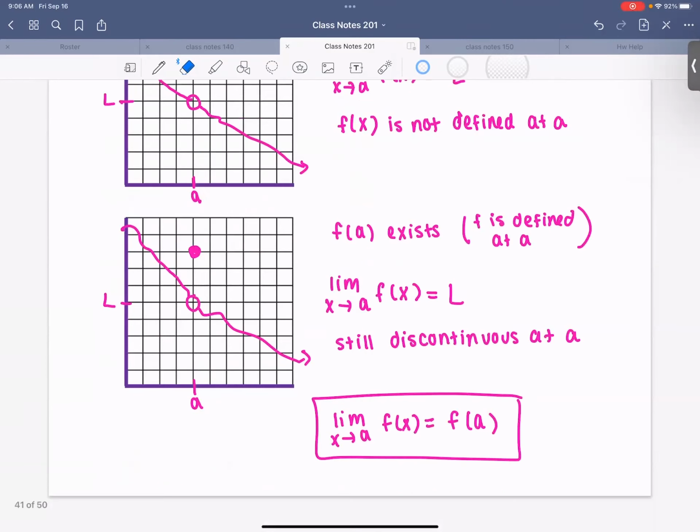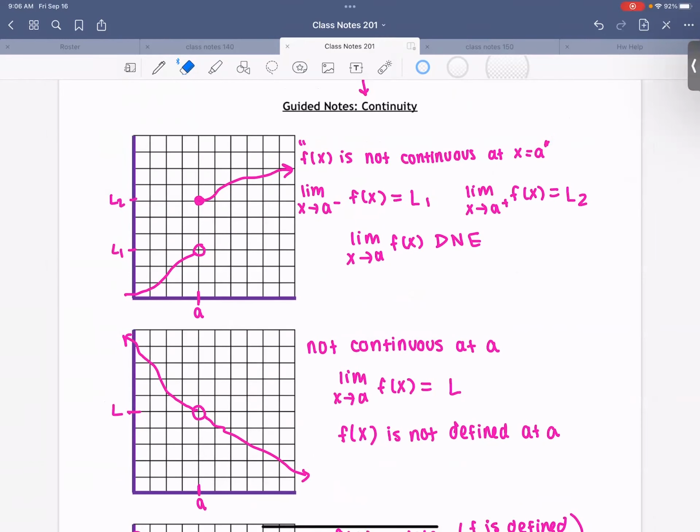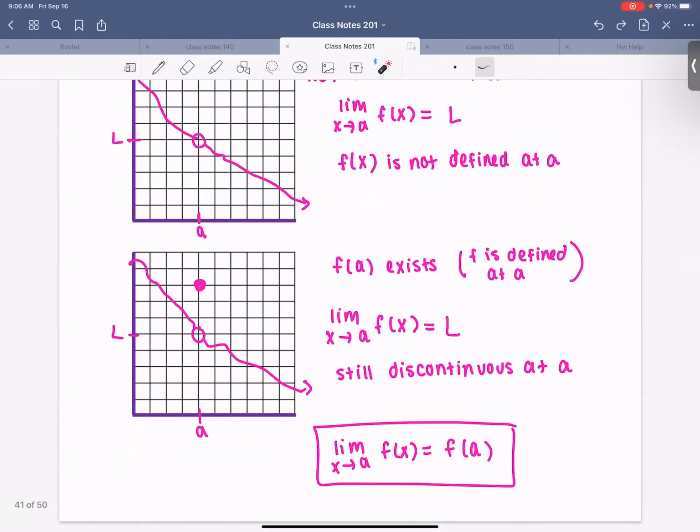So the main definition of continuity is that the limit has to exist. So we definitely can't have a jump, right? Limit has to exist. We can't have a hole either. So the function has to be defined at the point that we want to prove continuity for. And even if the limit exists and the function is defined at that point, we still have to have them be equal for continuity to happen, right? We can't have a hole with a dot somewhere else, okay?